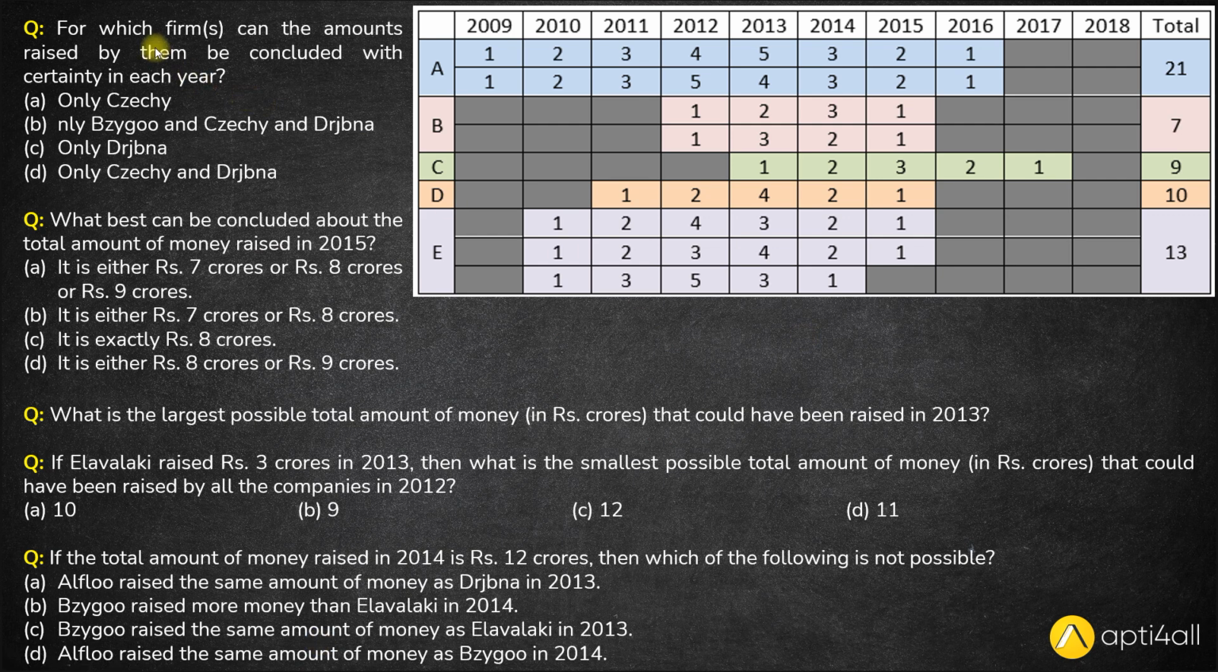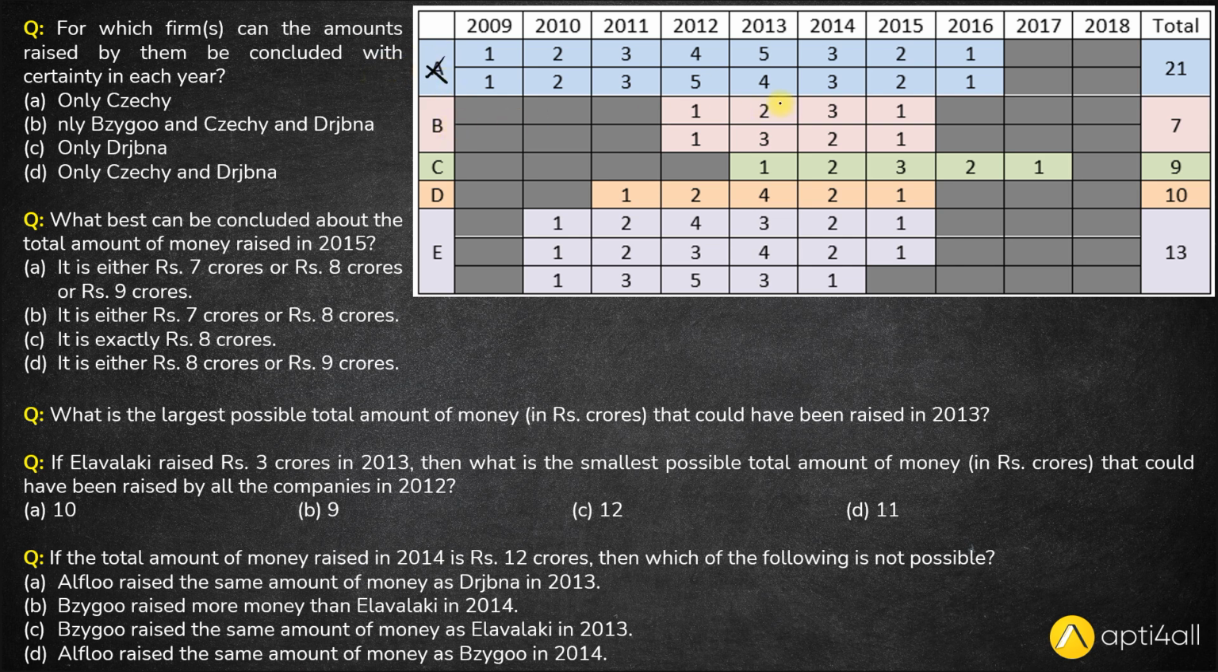Now the first question is, so this is the table that we just made, right? So this is the table for companies A, B, C, D and E. The first question, for which firm or firms can the amount raised by them be concluded with certainty in each year? So the question is effectively asking you, for how many firms do we know the exact amount raised for every year? Let's start with A. For A, do we know the exact amount raised every year? No. There are two cases for A. Hence, we don't know the exact amount raised in 2012 and 13. So A will not be counted here.